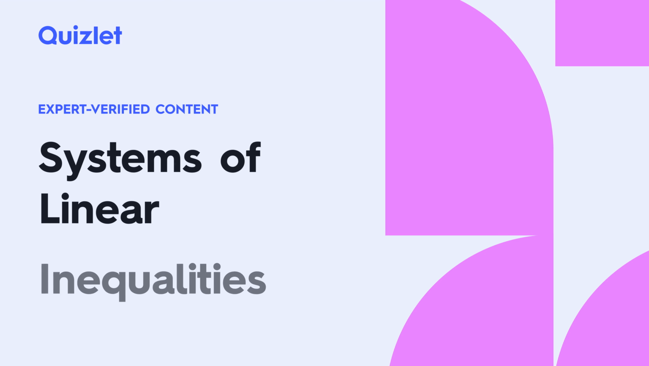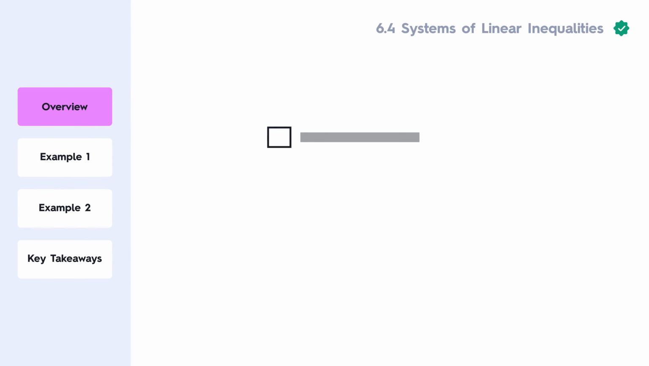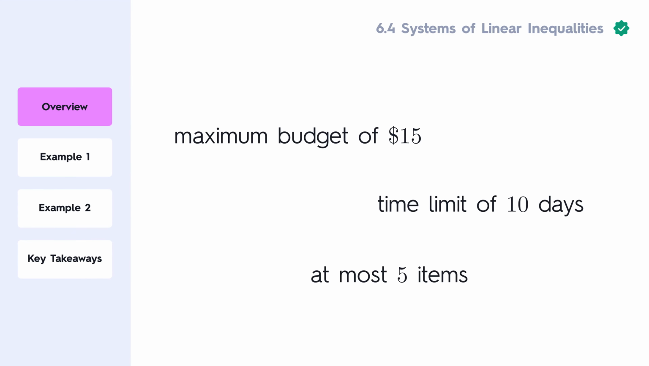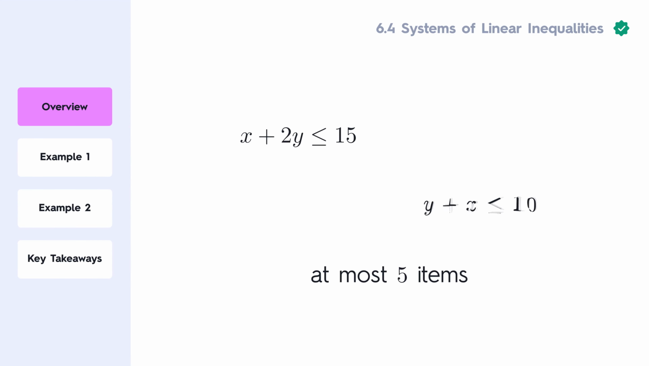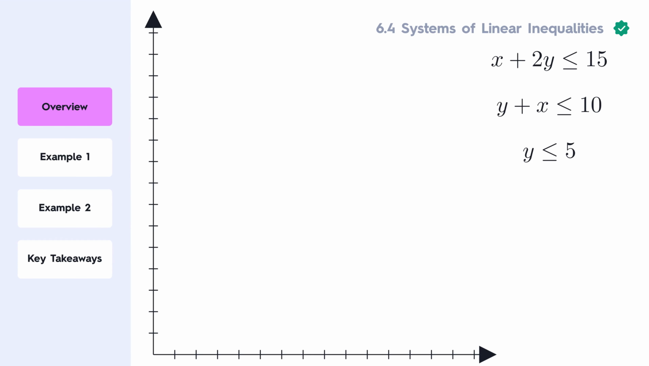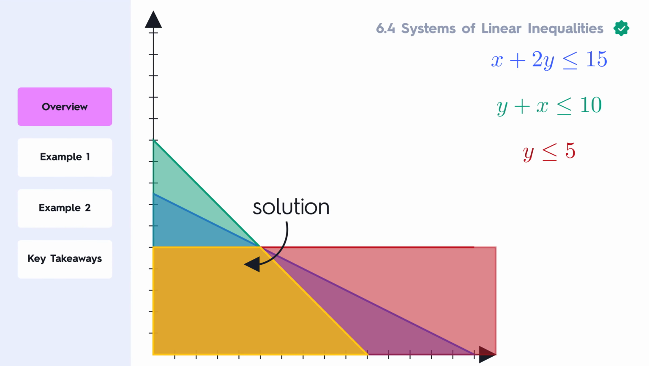Today, we're exploring a topic that's all about balancing multiple conditions at once: systems of linear inequalities. Imagine you're running a business, organizing an event, or managing resources, and you have several conditions that need to be met. Systems of linear inequalities let us take these real-world restrictions, like budget limits, time constraints, or minimum requirements, and represent them mathematically. In this lesson, we'll break down how to set up these systems of inequalities and graph them, so you can see all possible solutions that meet every condition at once. Let's dive in and see how it works.